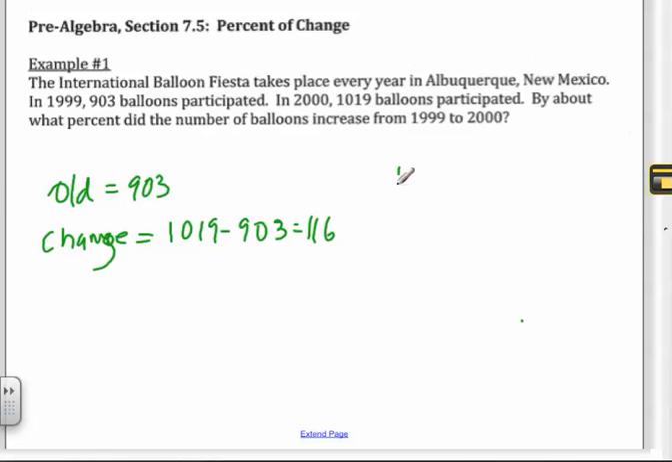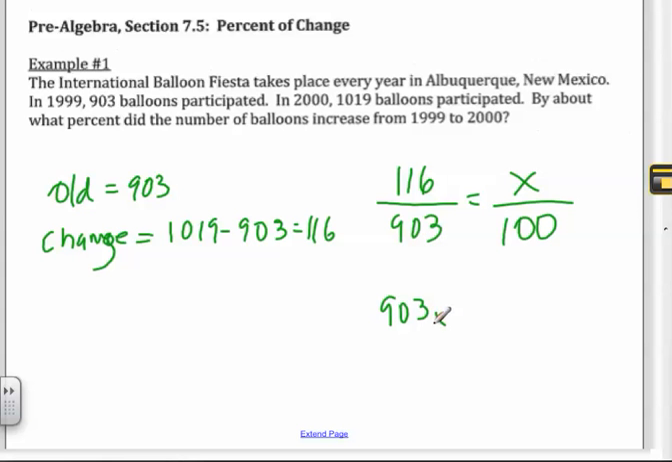Okay, so that means 116 is what percent, I'm going to put the x in the percent place, 100 in the bottom right, of the old 903. All right, of 903. Everybody see that? Change over old is the is over of. Now we're going to cross multiply. I get 903x is equal to 116 with 2 zeros behind it because I multiplied by 100. Now I'm going to divide by 903.